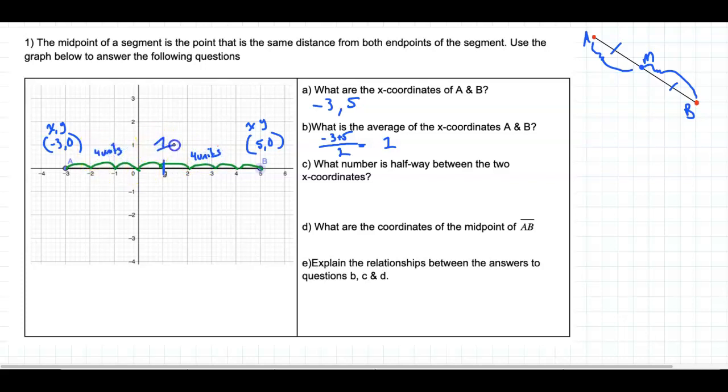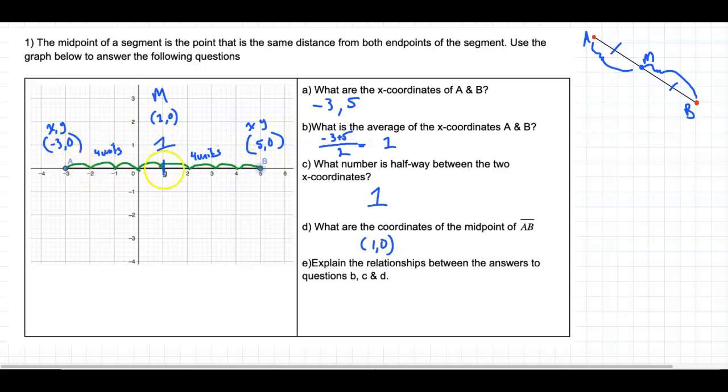And that was at 1, right? The x coordinate is 1, so it's at 1, 0. This is the midpoint, but it's also the average of those x coordinates, which we said is 1. What are the coordinates of the midpoint of AB? We already said that was 1, 0, which we could get by just taking the average of the two endpoints.